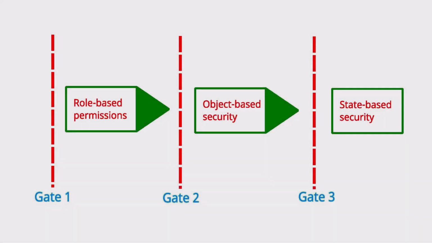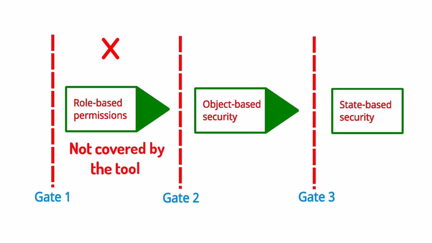First, let me give a quick overview of Vault Professional security. There are three security gates in the Vault: role-based permissions, object-based security, and state-based security. Please note that the Effective Permissions Viewer does not cover Gate 1, the role-based permissions, but it does cover Gates 2 and 3.